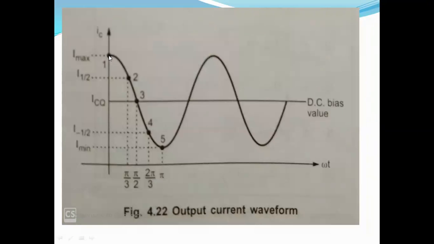So consider 5 instants as shown in the figure, at point 1. So this is point 1. At point 1, what is omega t? Omega t is 0. At this point, what is collector current? Collector current is equal to I max. Substitute these values in this equation. So IC becomes I max, because at point 1, IC is I max.